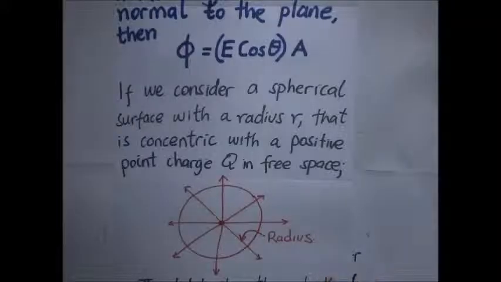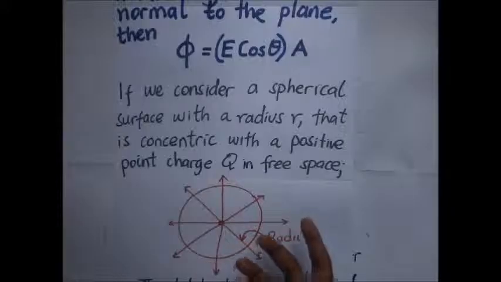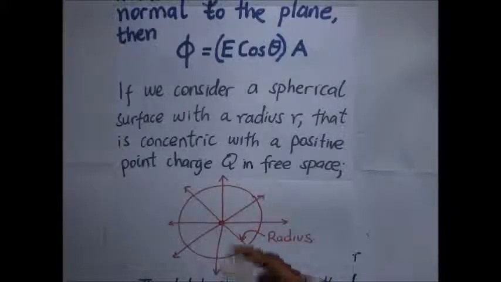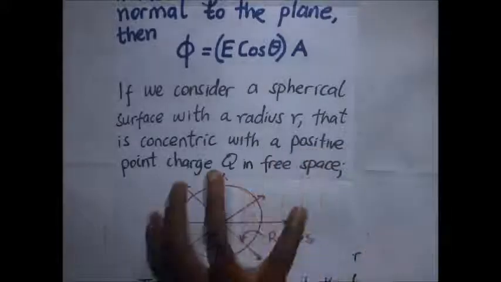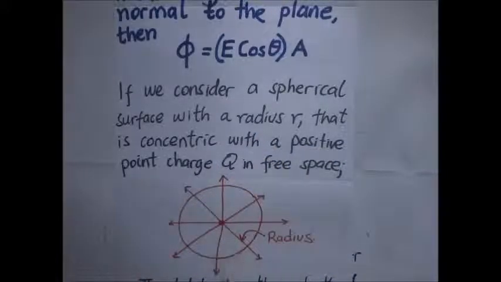So it means that for us to find the flux that is going through the spherical surface, it will be the electric field intensity of that point source. We multiply that by the area through which they are going, and in this case, the area is going to be the total surface area of this sphere. And that is what is explained in our next write-up.